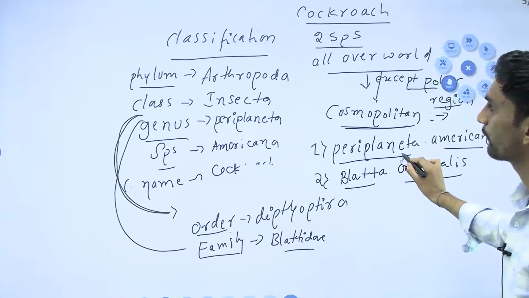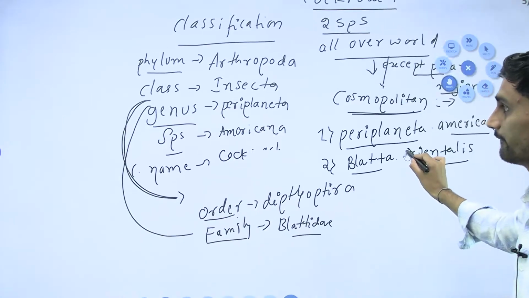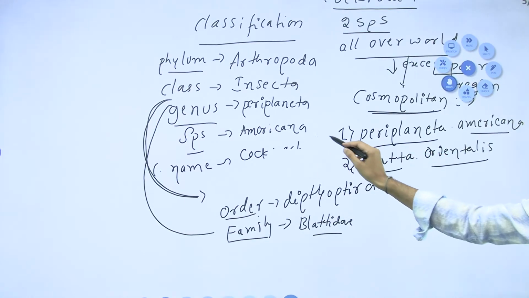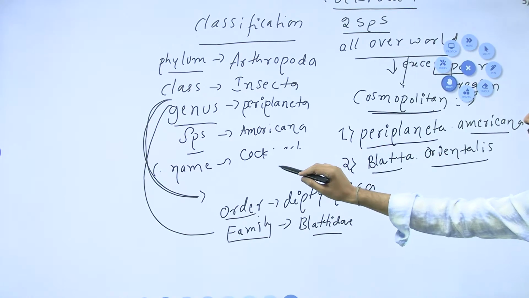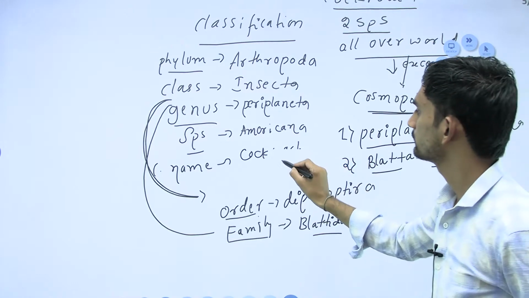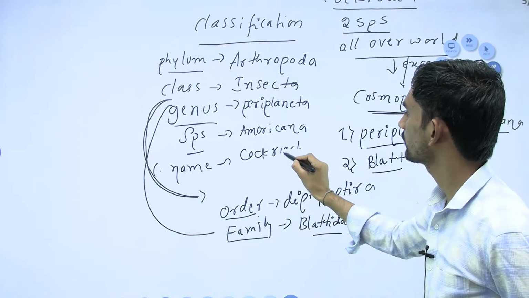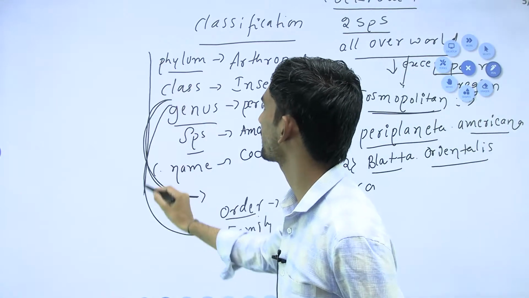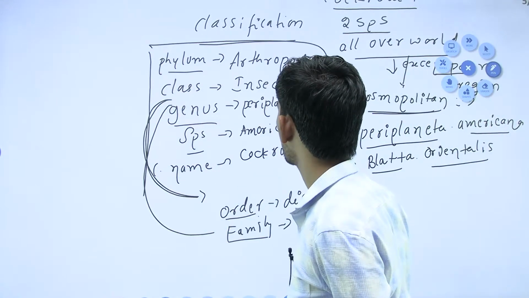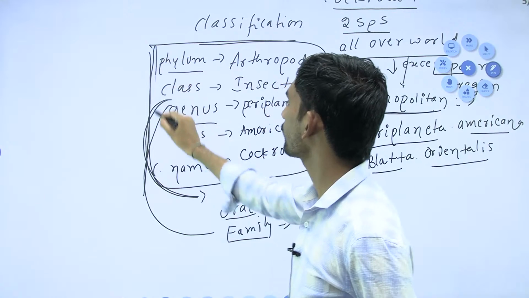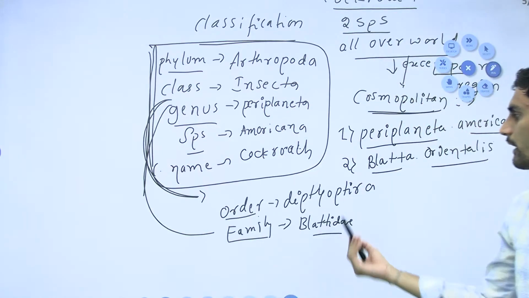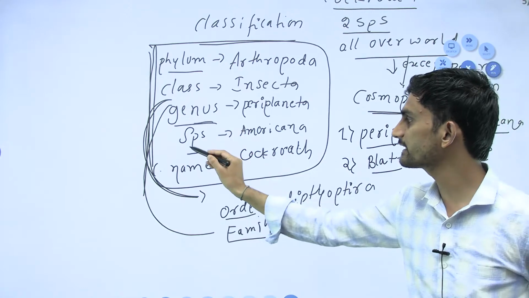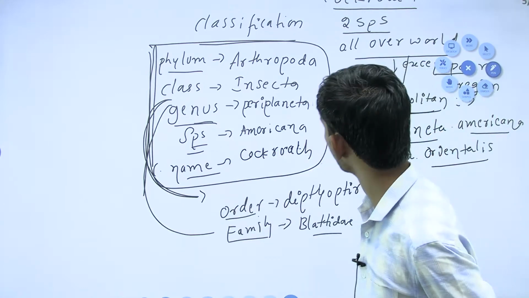You have to concentrate more on phylum Arthropoda, the class it belongs to, then genus Periplaneta, species americana, then commonly called cockroach. This basic information is very important. So this is about the classification. If you want, after class you can add order, then family, then genus, species, then common name.